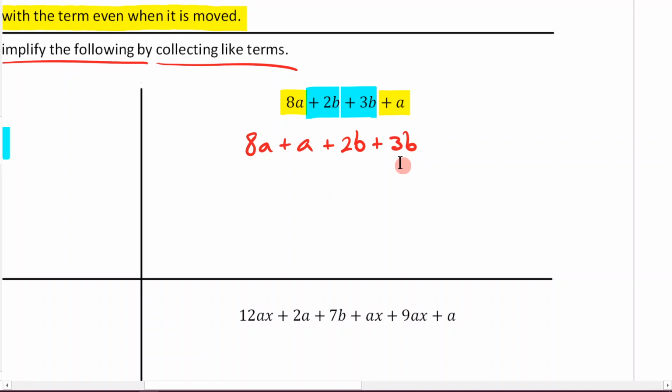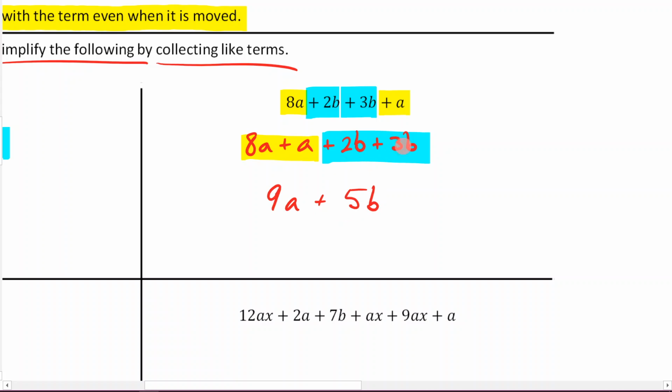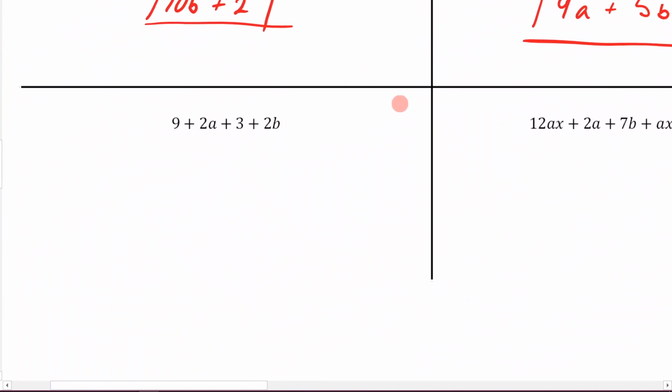So what I've done here is I've simply put my like terms next to each other. All my a's are next to each other, and all my b's are next to each other. Now I'm going to join them together. So 8a plus a is 9a, and 2b plus 3b is 5b. The way that I'm doing this is I'm just adding together the coefficients in front of them. So that is my answer there. Let's now move on to our next example.